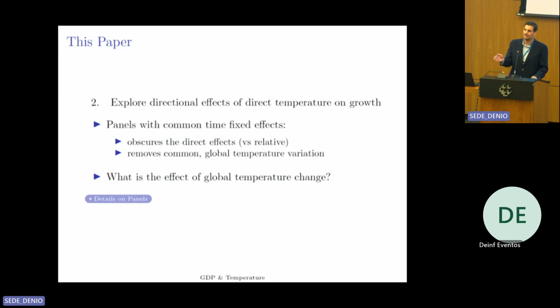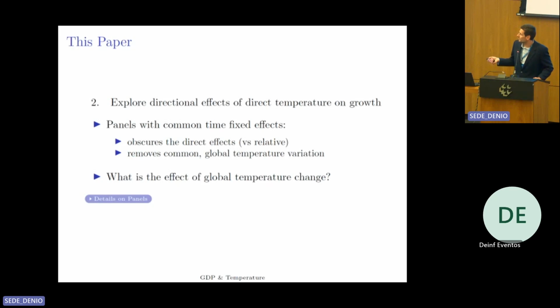And so you're not looking at the effects of temperature, you're looking at the effects of a country's temperature relative to the cross-sectional average temperature. That is, it takes out the global temperature components. And so if you want to know what the effects of global climate change, or global temperature change, excuse me, are, a time fixed effect is not going to be the way to answer that, because there is no global temperature in that. And so what we're going to do is put that back in.